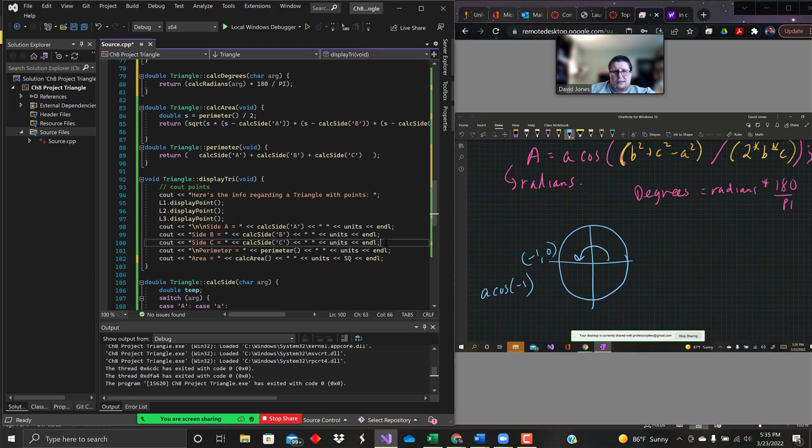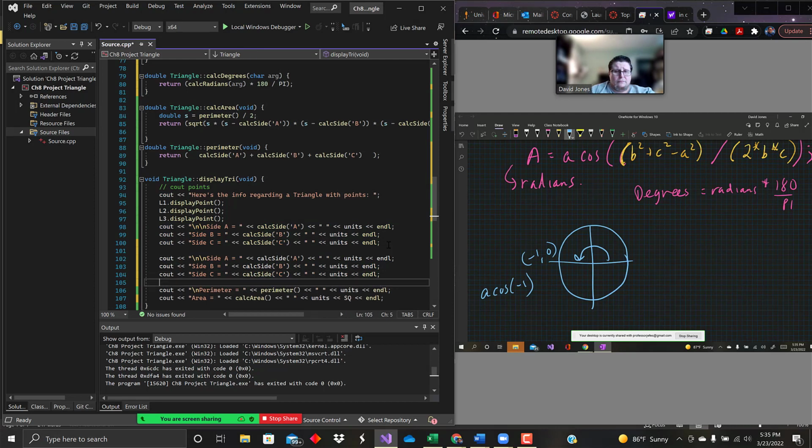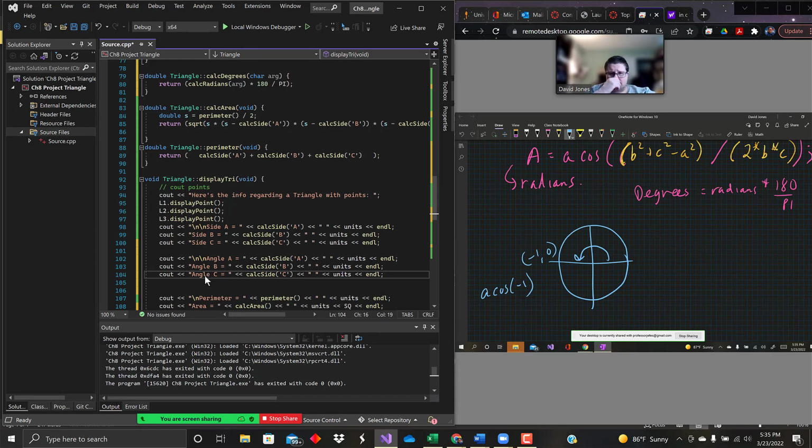So let's come in here and do this in our printout. I'm going to call this angle A, go angle B, angle C. And we're not using units, we're going to type radians here. And this has got to be calc radians.